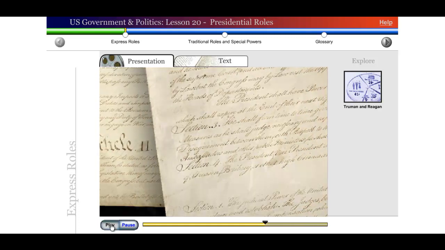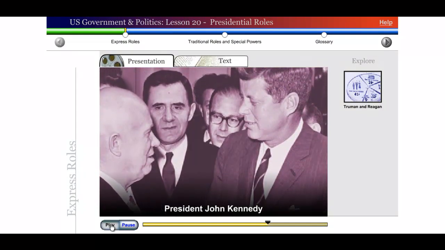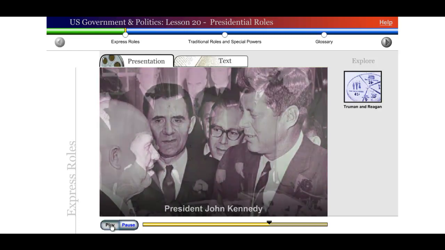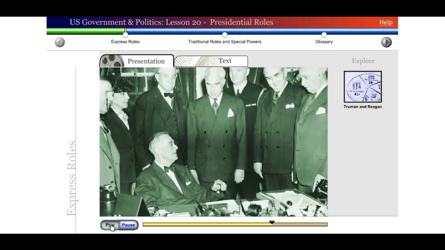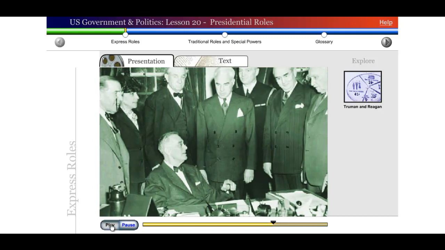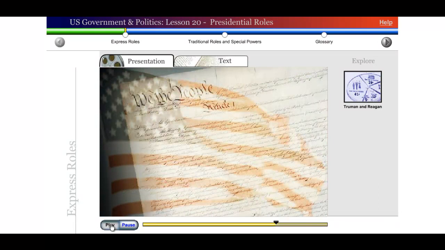Article 2, Section 3 of the Constitution gives the President two additional titles, the Head of State and Chief Diplomat. As head of state, the President acts as the ceremonial leader of the nation and meets with foreign leaders. As chief diplomat, he meets with foreign diplomats, appoints ambassadors, and negotiates treaties, agreements, and understandings with foreign powers.